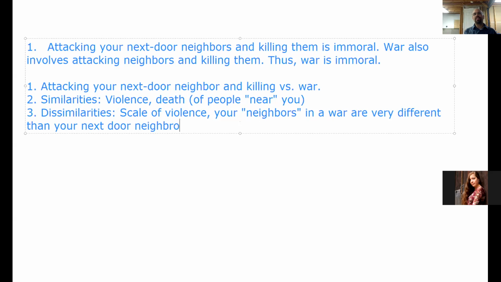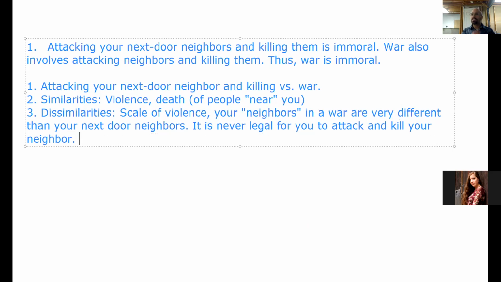But I actually don't think either of these are especially relevant dissimilarities. So what are some perhaps more relevant dissimilarities? Well, here's one. It is never legal for you to attack and kill your neighbor. There is no scenario where that is actually a legal behavior. Now, it would be legal to defend yourself from an attack by your neighbor, but that's not attacking the neighbor. Attacking the neighbor is never itself a legal act, whereas there are scenarios where war is legal.